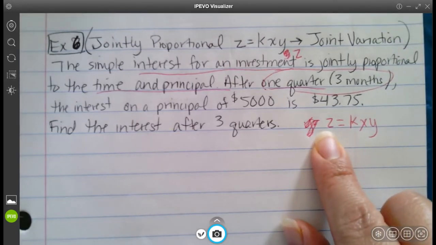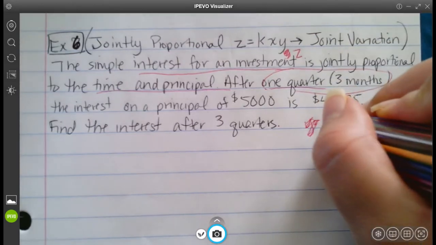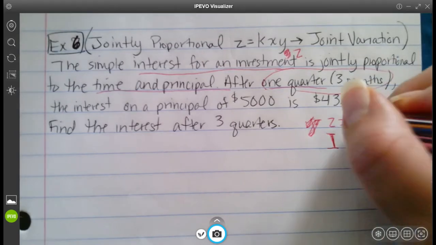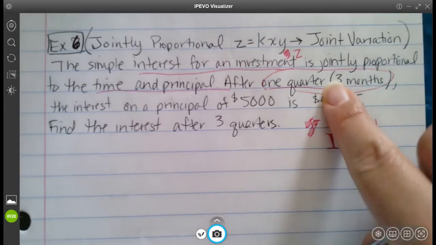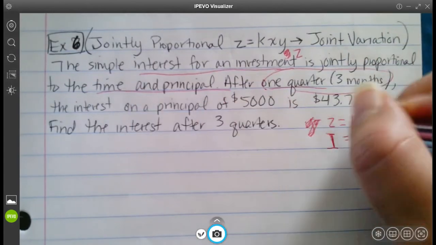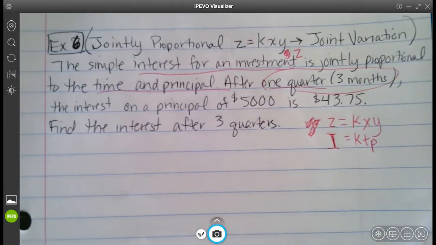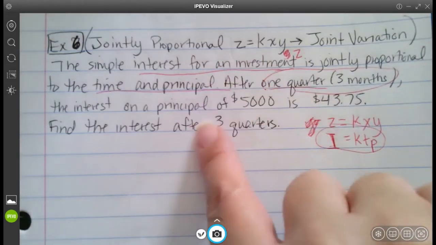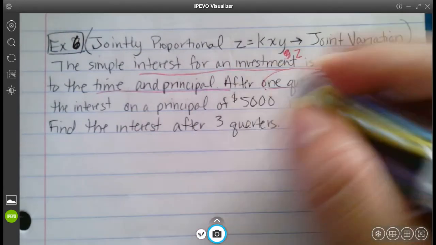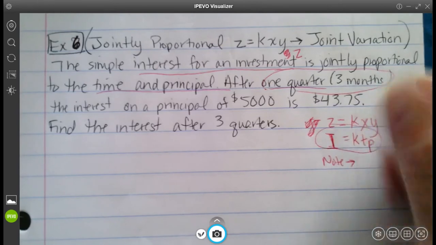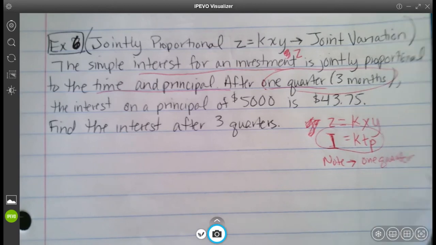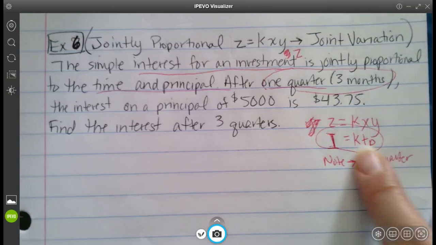So our z would actually be the same as our interest, and this is jointly proportional to the time and the principal. So time and principal, this is the one that we're going to be looking at. So let's go ahead and use this to figure out what the interest is after 3/4. I'm going to put a little note here that 1/4 is equal to 1/4. Make sure you take note of that, because that's going to come into play over here.